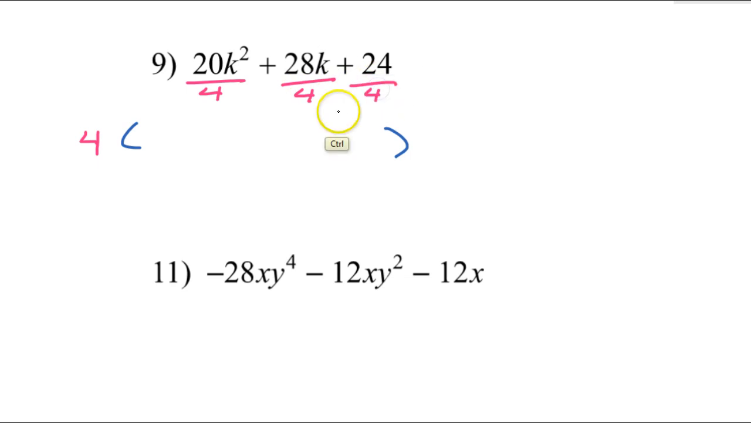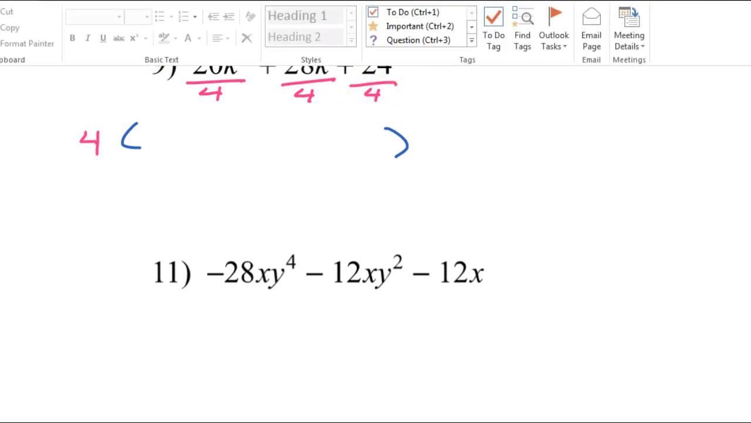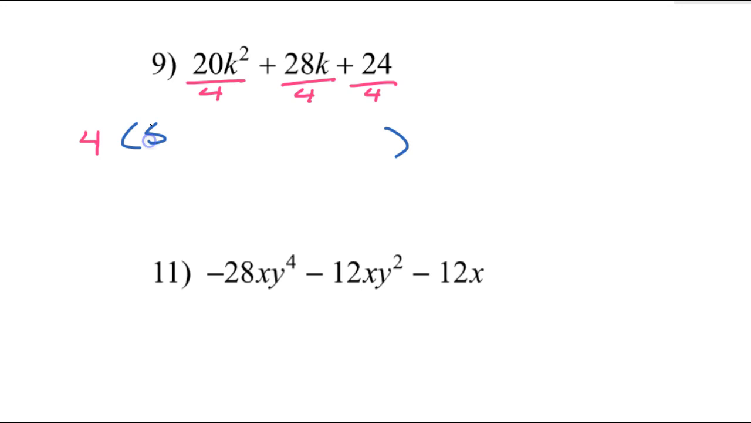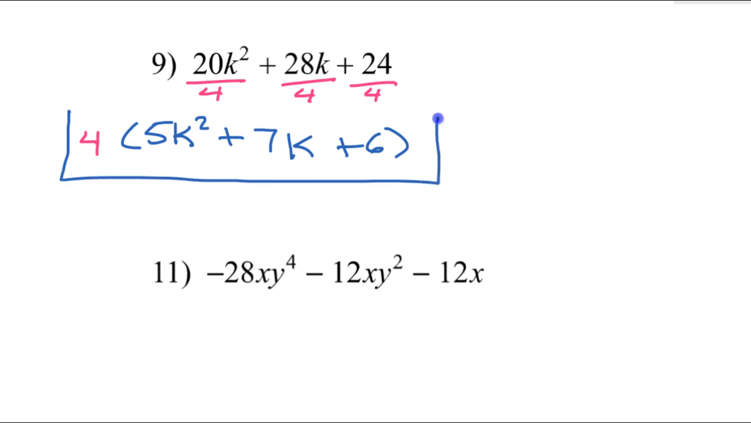Let's divide everything by 4. And so that's going to leave us with 5k squared plus 7k plus 6. Now, 5, 7, 6. Is there anything that goes into all three of these? No. That tells me that 4 was, in fact, the greatest common factor, so we're done.